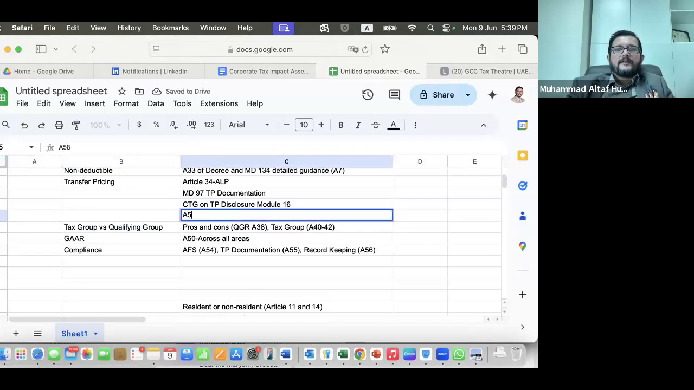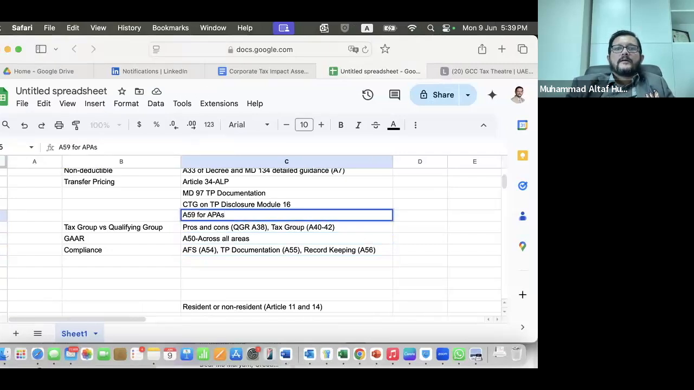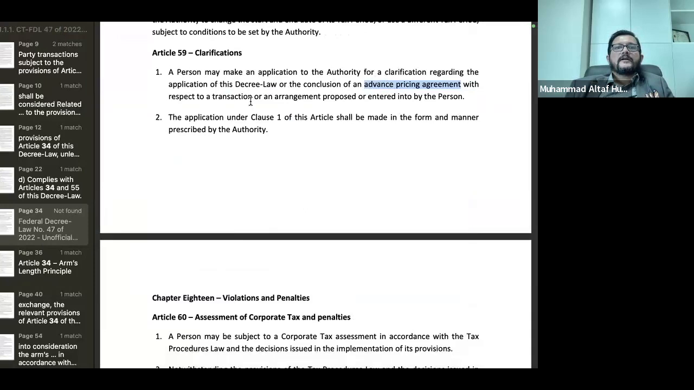Article 59 for APAs, Advance Pricing Agreements. And not only APA. You see this? They have not restricted it to APA. Interpretation of this decree law regarding the application of the decree law or the conclusion of an APA. So you can ask for other matters as well.